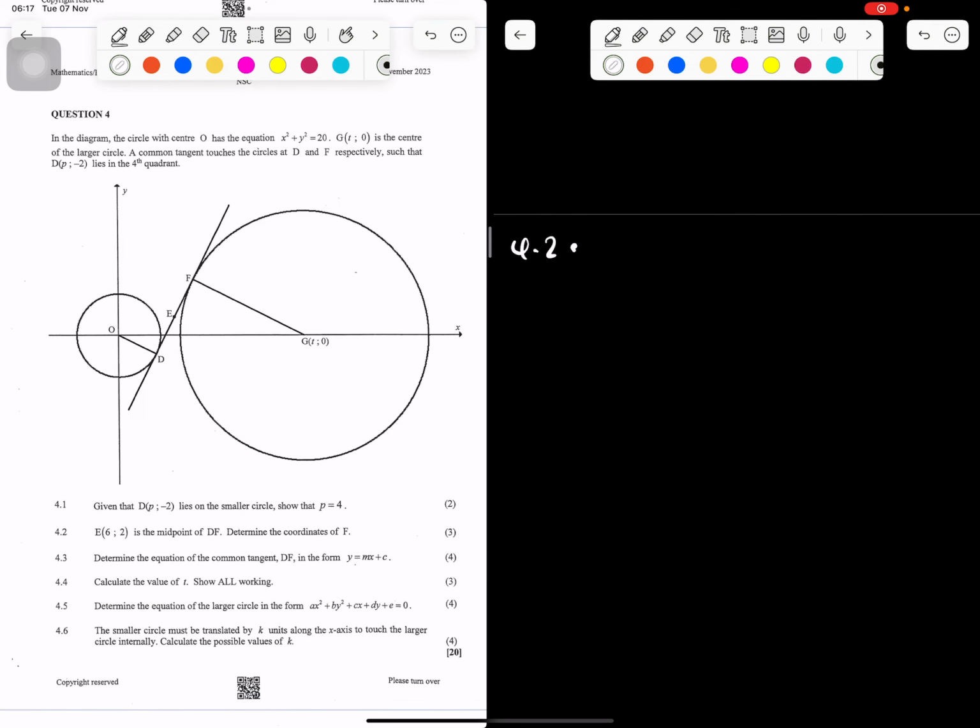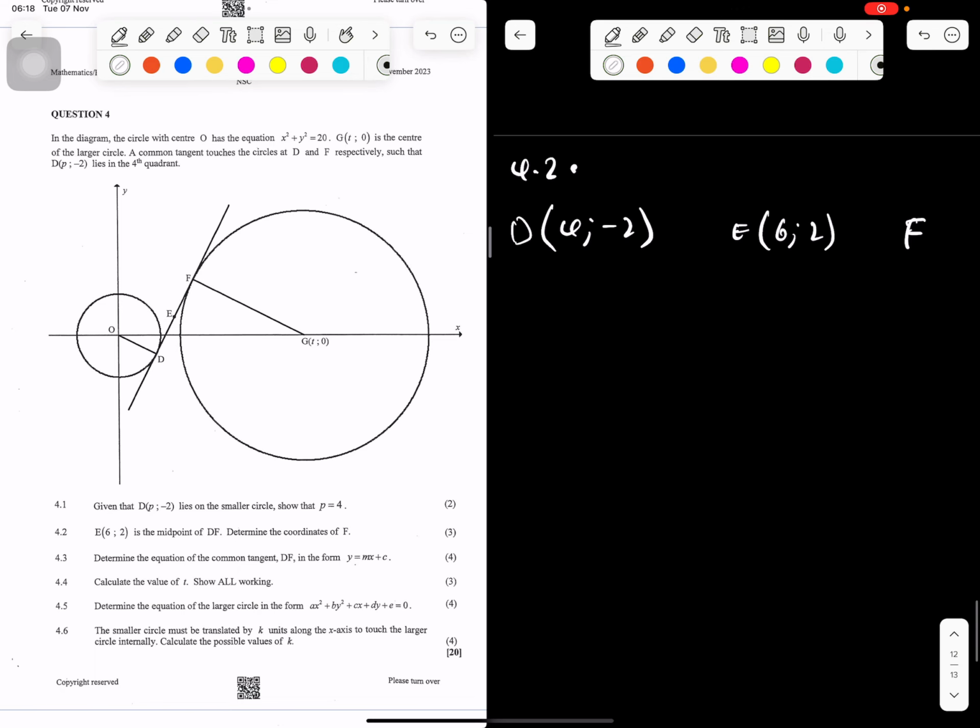All right, now 4.2 is 3 marks. E is the midpoint of DF. So D, what is D? Okay, D, we just found it now. So D is 4 and -2. E is the midpoint, that is 6 and 2, and then of DF. So F, you don't know it, so you want to find that particular point. How many marks? This is 3 marks.